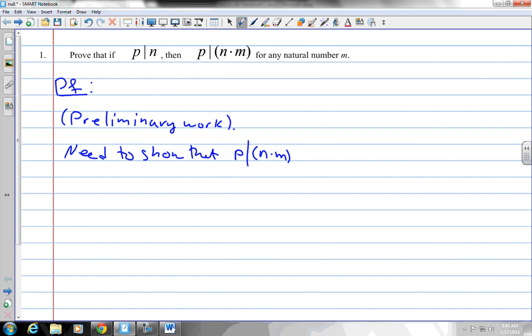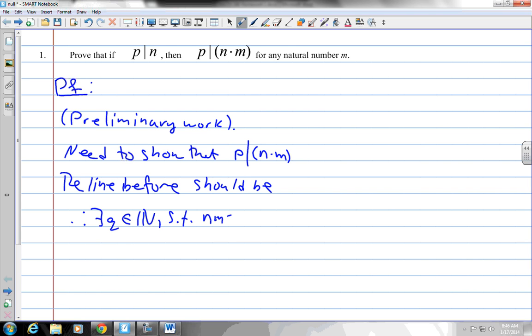Well, now what gives you the right to say that P divides the product NM? That means there is some other natural number such that P times that natural number equals NM, right? So the line before, and this is just me kind of talking. This is not a proof. It's just kind of seeing what we're trying to get. The line before should be, therefore, there exists Q among natural numbers so that NM equals PQ, right?